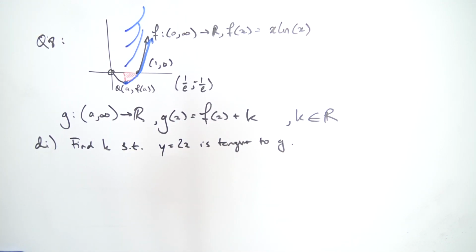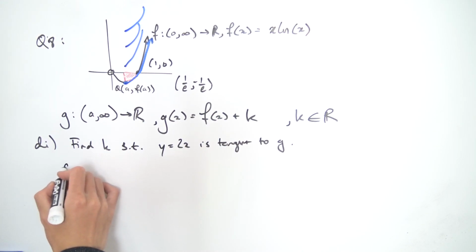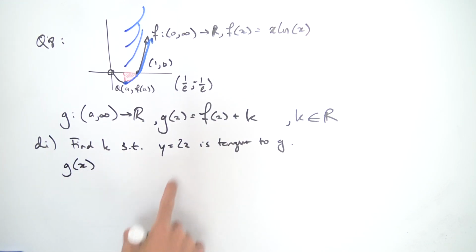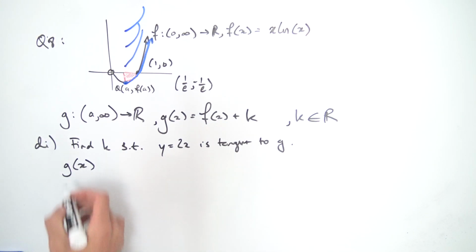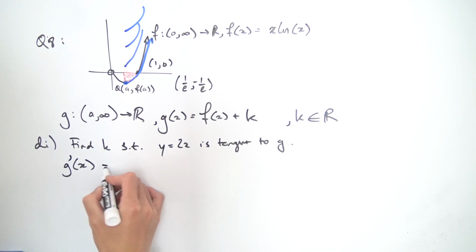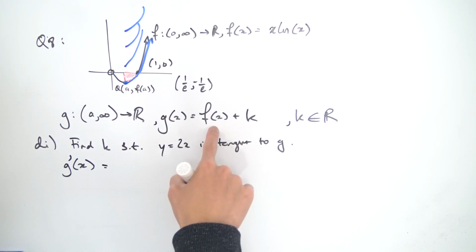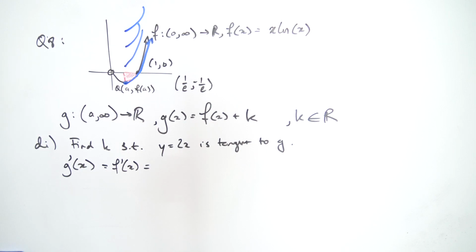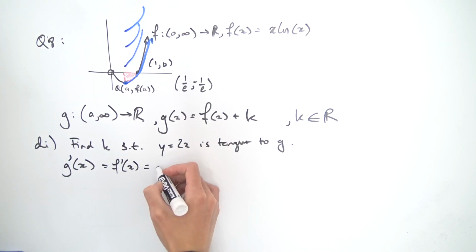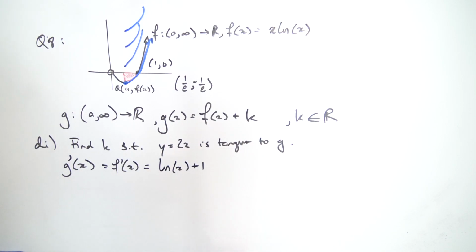So first of all, what I did was I took a look at the function g of x. If it's tangent to the line y equals 2x, that means somewhere on g of x, the gradient must be equal to 2. So I took g prime of x, and that's exactly f prime of x. You can use some of your working out from part A, so the derivative of f of x is exactly natural log of x plus 1, and this is the gradient of g. We have to solve where the gradient is equal to 2.